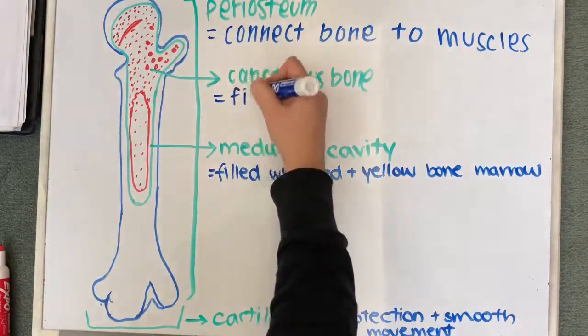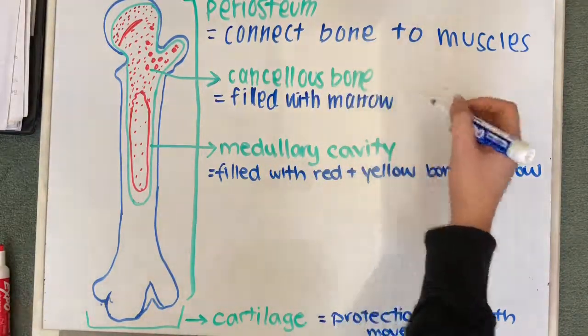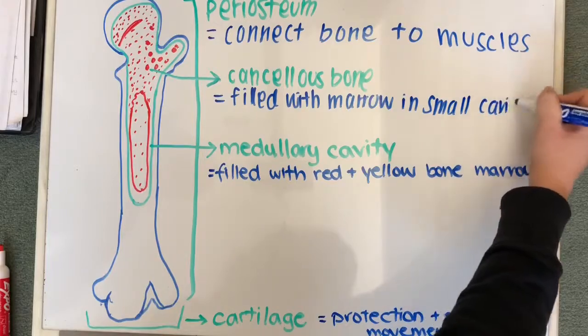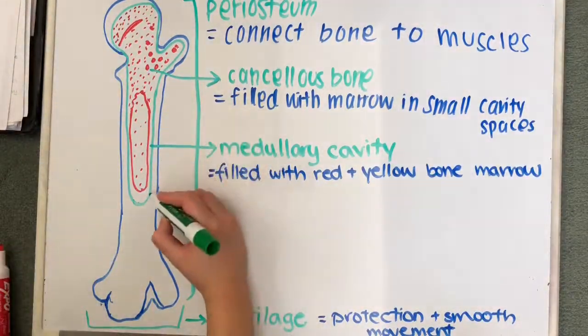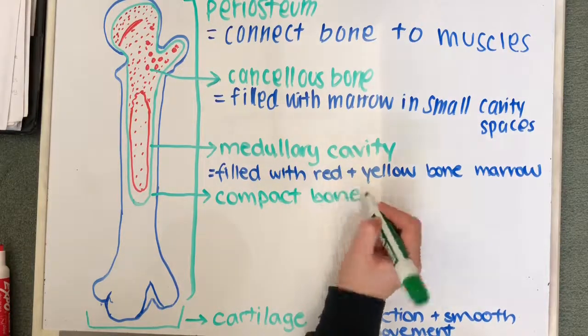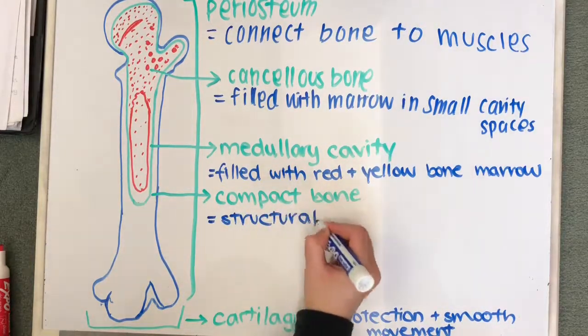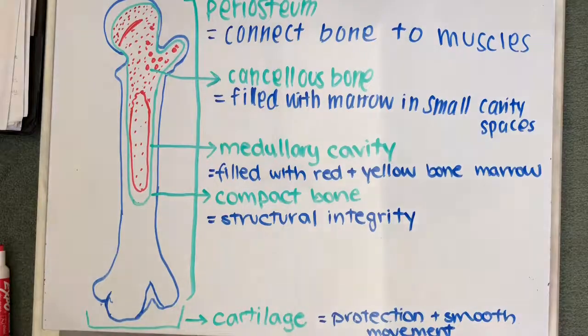Cancellous bone is filled with marrow in its small cavity-like spaces. Compact bone is the dense outer part of the bone along the shaft with no grooves or holes, unlike cancellous bone. It is responsible for structural integrity.